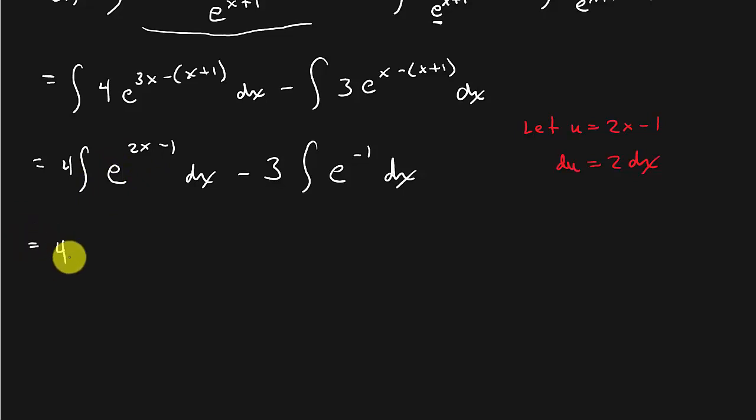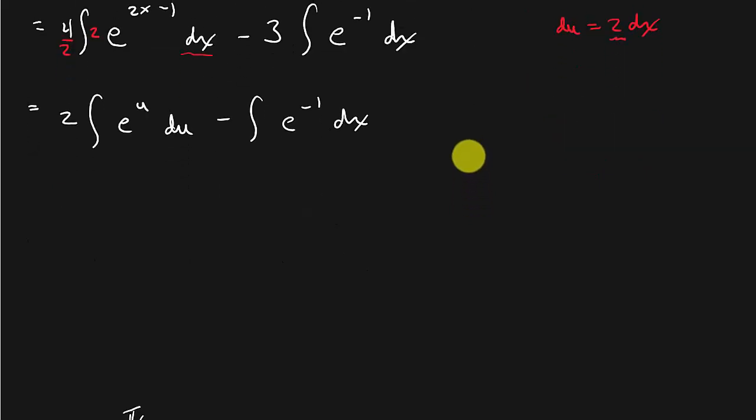So this is going to be 4 integral. Well, I've just got the dx, but I need a 2 also. So I'll multiply by 2, divide by 2. So 4 over 2 is just 2, and that's e to the u du when I make my substitution into the first one, minus integral e to the negative 1 dx. And so this is going to be 2e to the u minus e to the negative 1 x plus c.